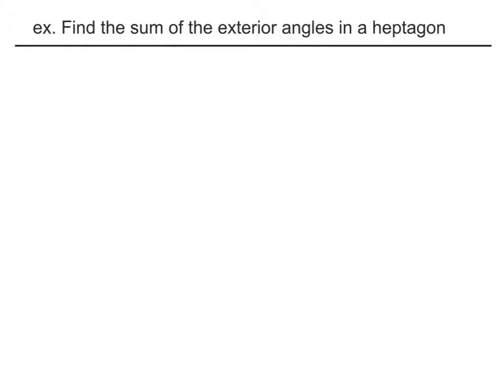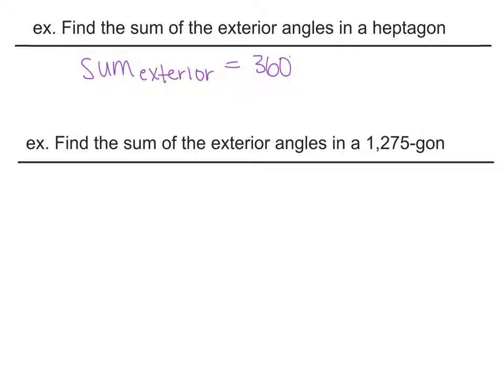I just want to make sure you're with me. So find the sum of the exterior angles in a heptagon. Heptagon has 7 sides. Does that matter? Not really, because the sum of the exteriors is 360 degrees every single time. So heptagon, the sum of the exterior angles, 360 degrees. Now find the sum of the exterior angles in a 1,275-gon. Easy, 360 degrees. Now I should make note that for this formula, for the sum of the exterior angles, I really can't ask you to go backwards.